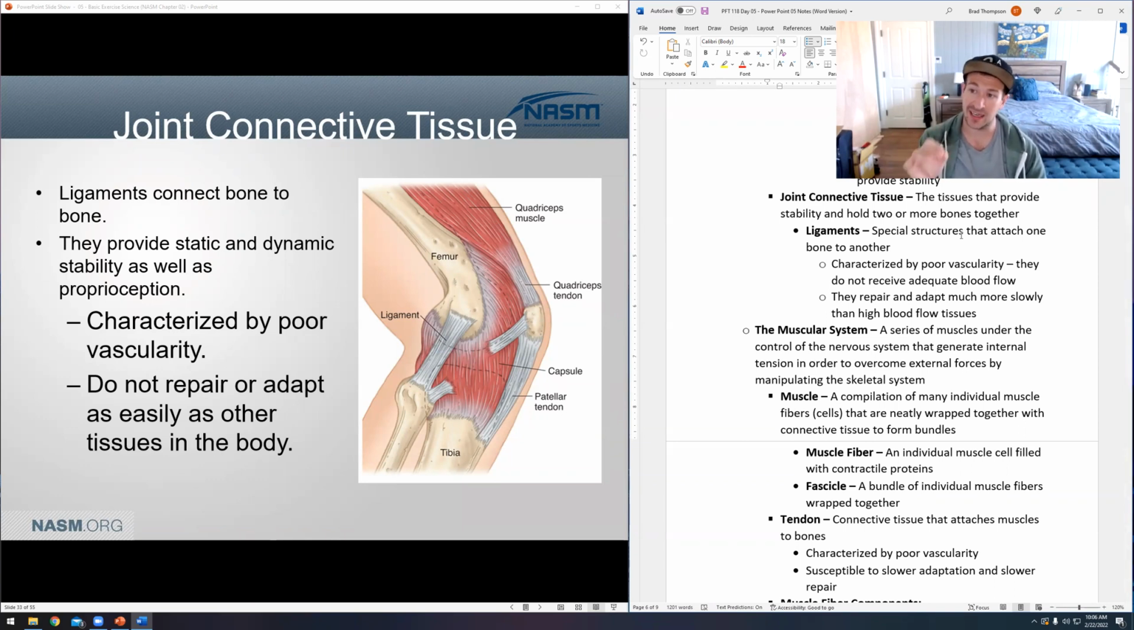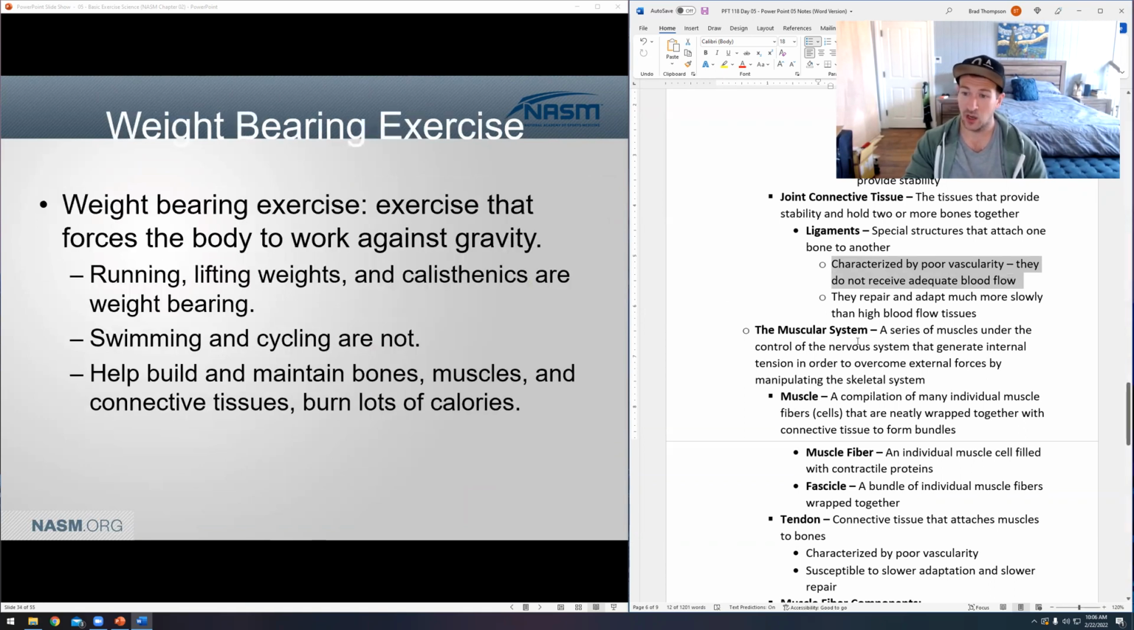All of your muscles end in a tendon. Your bones will be connected via ligaments. The reason we draw them both in white, the reason they look very similar, is because they both have poor vascularity. They just don't have very much blood flow going to them. So because of that, they repair very slowly. They are often the tissues that get the most damage. This is why there are so many problems with ligaments and tendons.